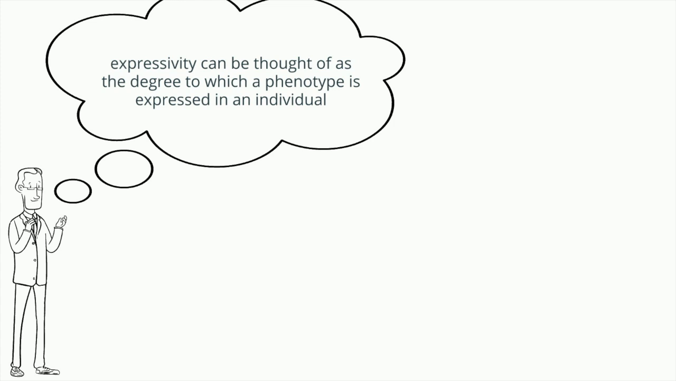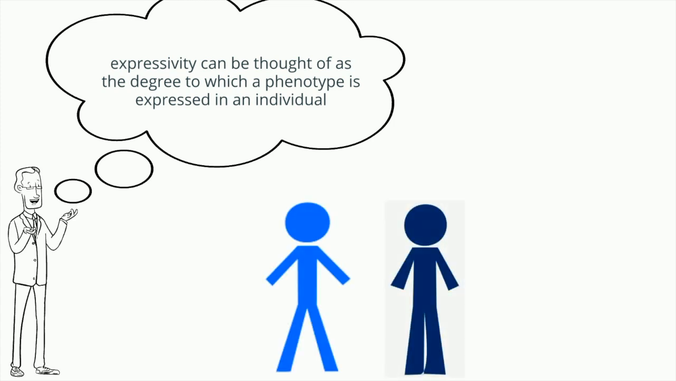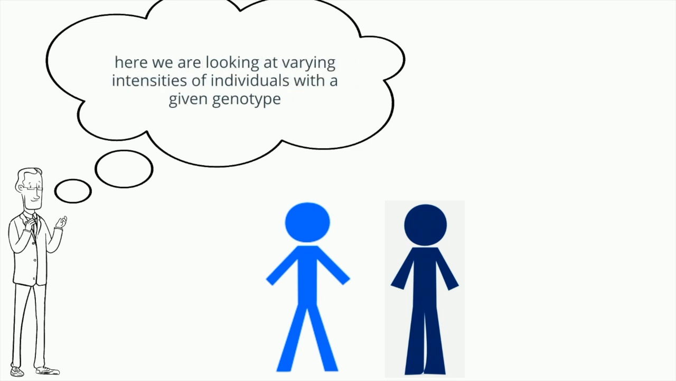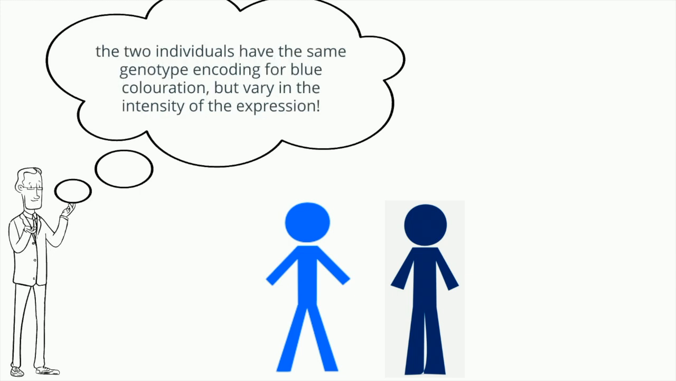Expressivity can be thought of as the degree to which a phenotype is expressed in an individual. Here we are looking at varying intensities of individuals with a given genotype. The 2 individuals have the same genotype encoding for blue coloration, but vary in the intensity of the expression.